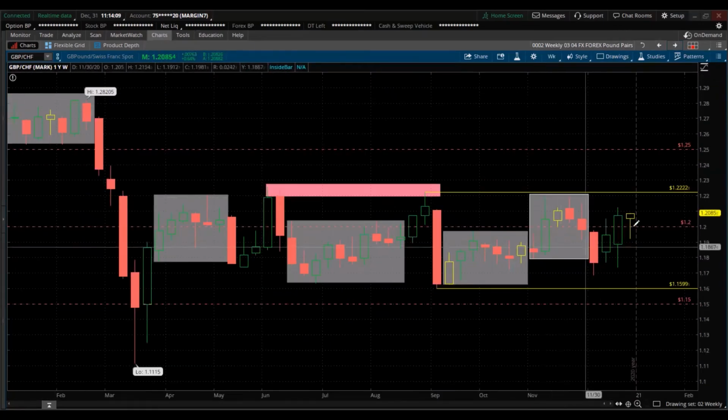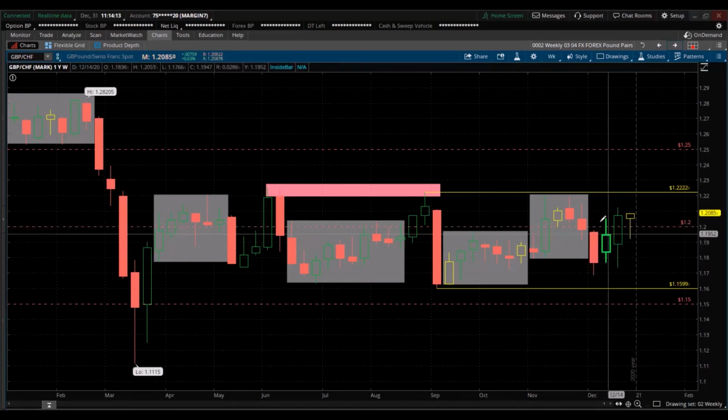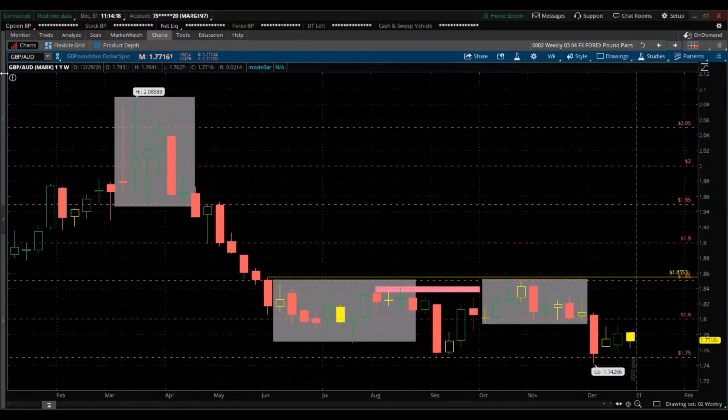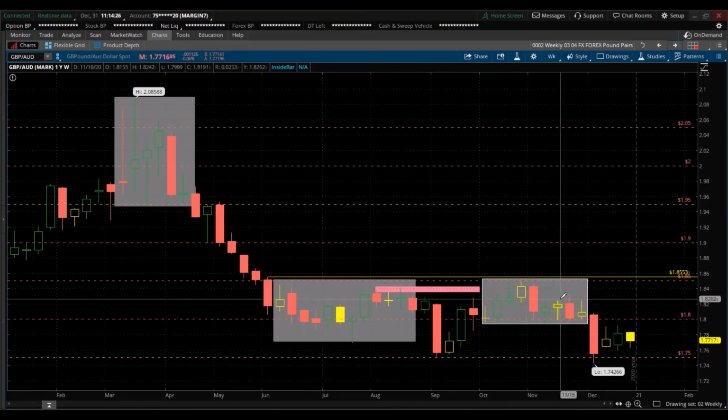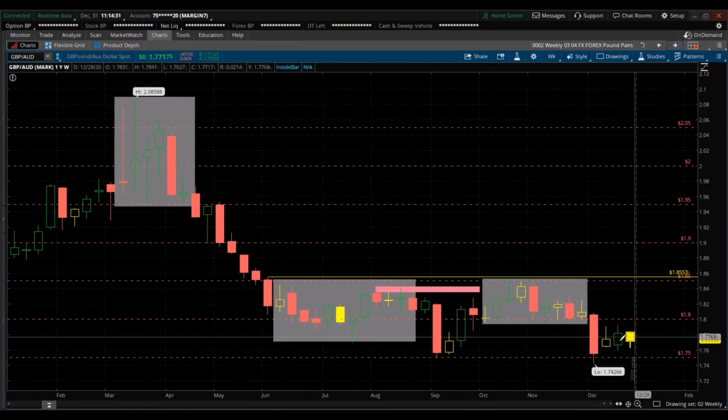Pound Swiss franc, inside candle for a week in this big consolidation phase. And pound Aussie dollar, consolidation phase here, inside candle for the week. And since this consolidation broke down, that was favoring the Aussie dollar. And now we're in another consolidation.